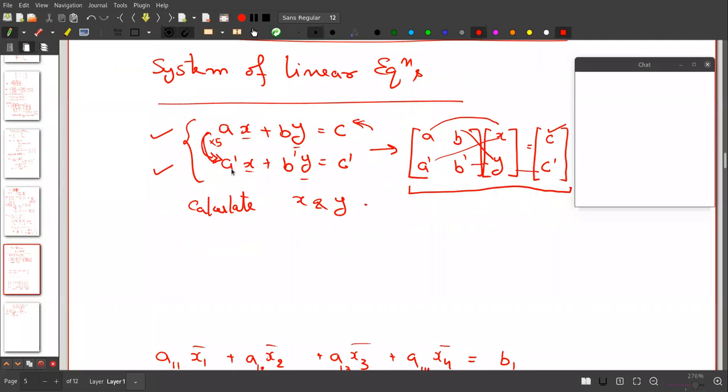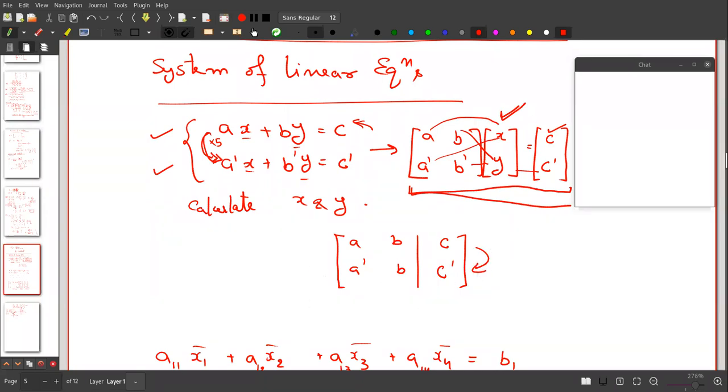So what are we going to do here? We write this form as a b, a prime b prime, and then c and c prime. For now, we neglect x and y, and we are going to do row operations. All the row operations we can do, because we see here that we can subtract one from the other, we can add one to another. So these row operations are allowed.